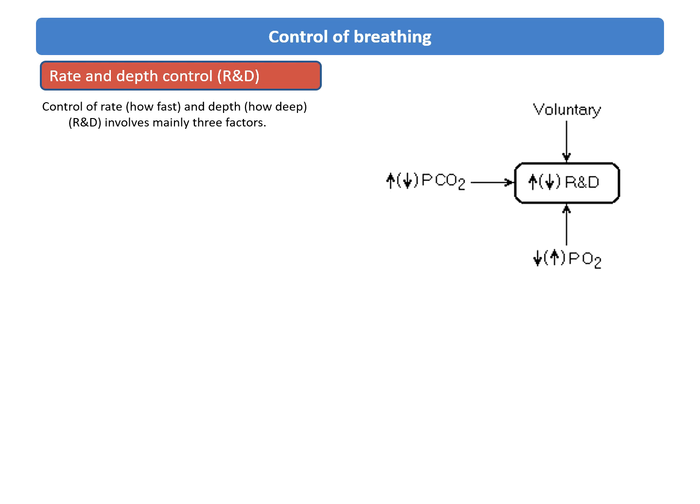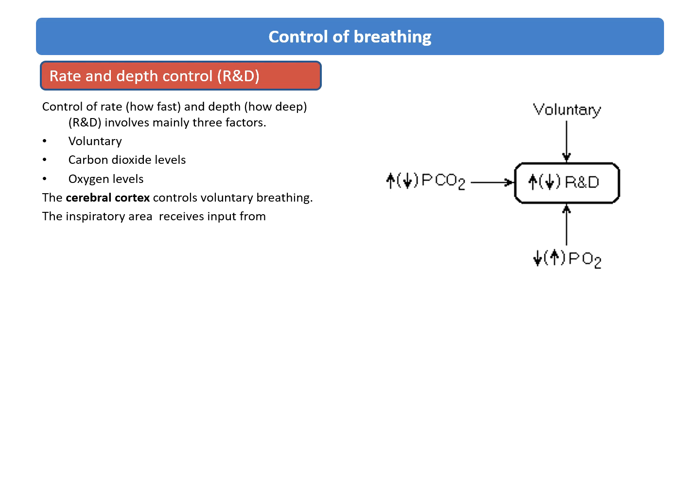We want to look at control of rate, that is how fast, and depth, how deep, involved in breathing. We'll call it R and D. Of course, there's voluntary control. There is carbon dioxide control and control by way of oxygen levels. The cerebral cortex, of course, controls voluntary breathing. So you can voluntarily inhale and exhale and hold your breath.